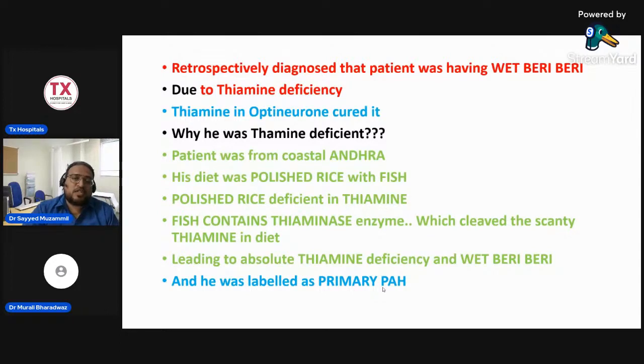So why was he thiamine deficient? This boy was from coastal Andhra Pradesh, where the staple diet is polished rice with fish. Polished rice is actually deficient in thiamine, and fish contains thiaminase enzyme, which cleaves the scanty thiamine which is present in the diet. This led to absolute thiamine deficiency, causing wet beriberi, and he was actually having wet beriberi, and he was labeled as primary pulmonary arterial hypertension.